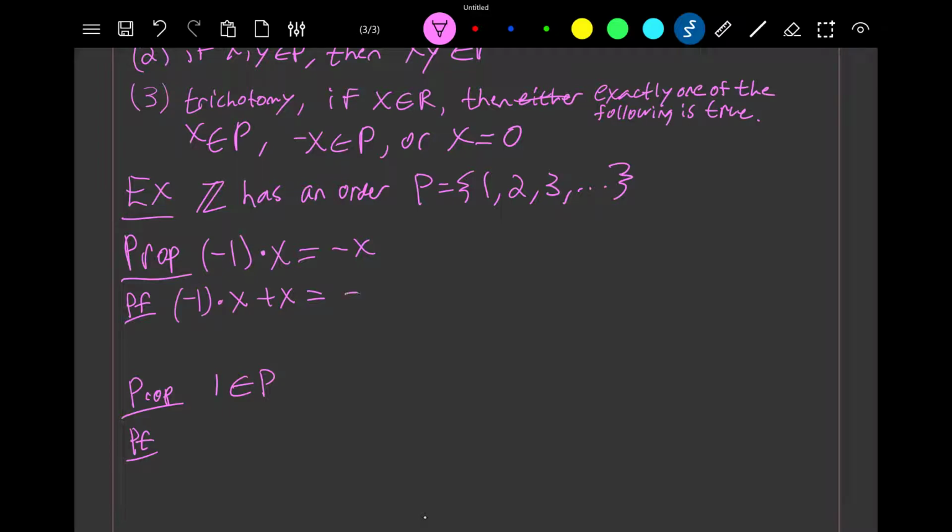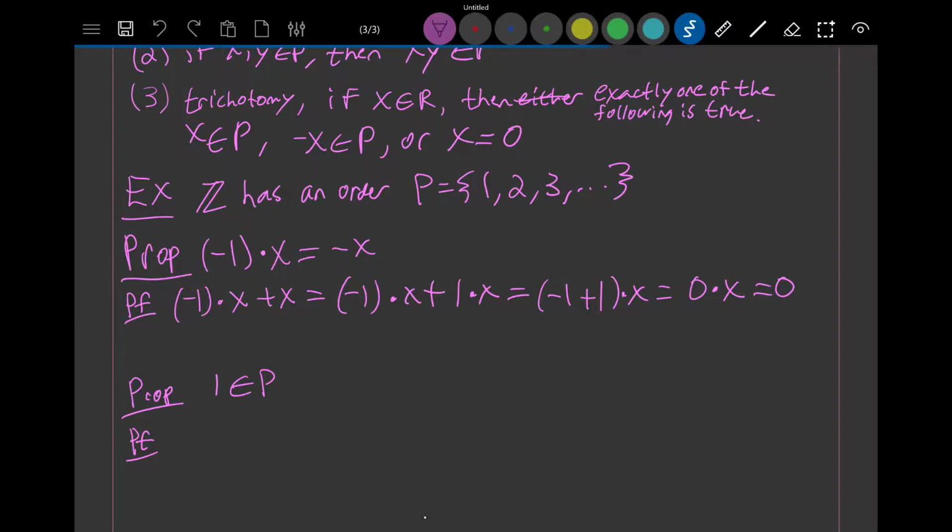So what we can do is we can write this as -1 times x plus 1 times x. Then we can factor this out using the distributive property. So we get -1 plus 1 times x. -1 plus 1 is 0, so that's 0 times x. And we showed that 0 times anything is 0. So namely, we have -1 times anything is just its inverse.